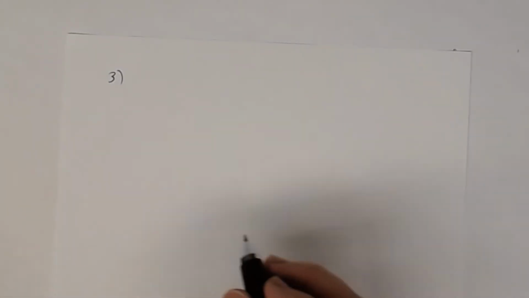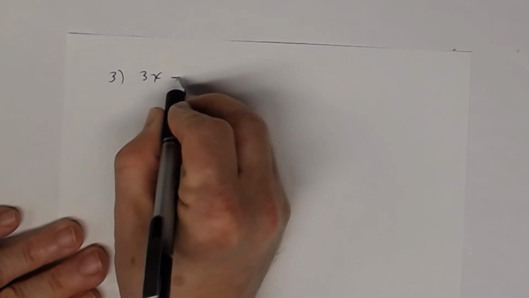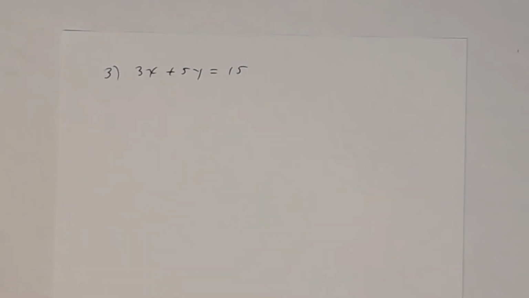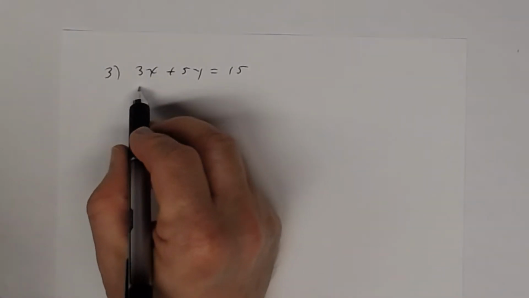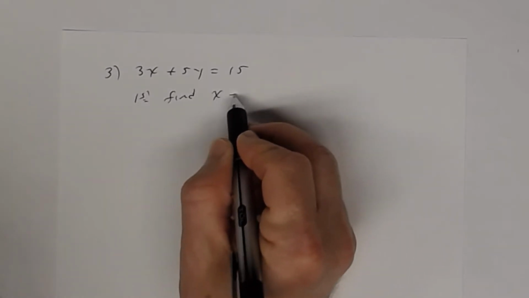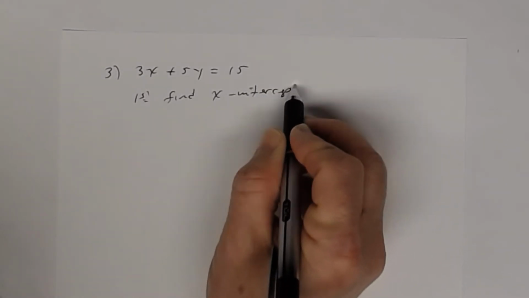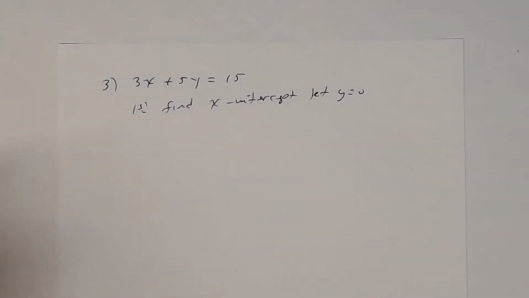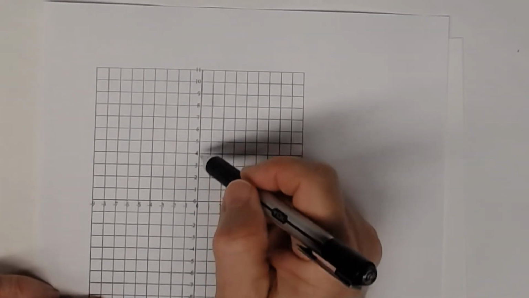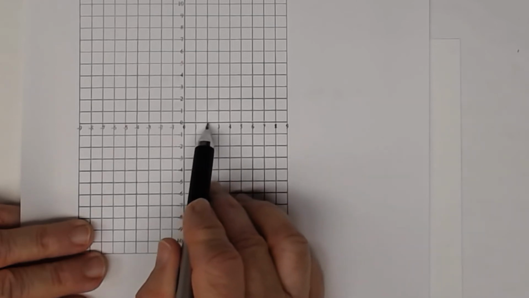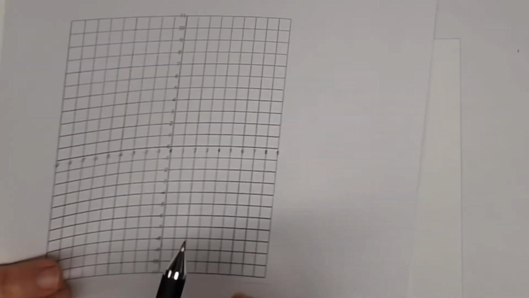All right, so we have this equation: 3x plus 5y equals 15. Now let's go ahead and find the x and the y-intercepts. First we're going to find the x-intercept. To find the x-intercept, you're going to let y equal 0, because where we're finding the x-intercept, the y-coordinate is always 0 on the x-axis.